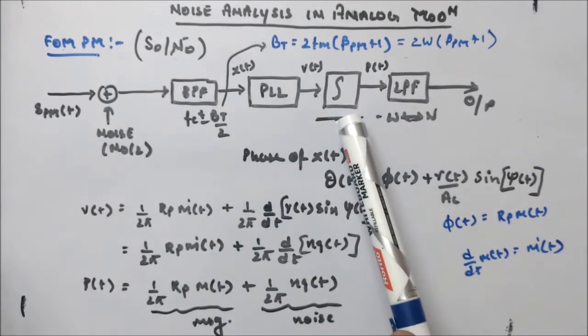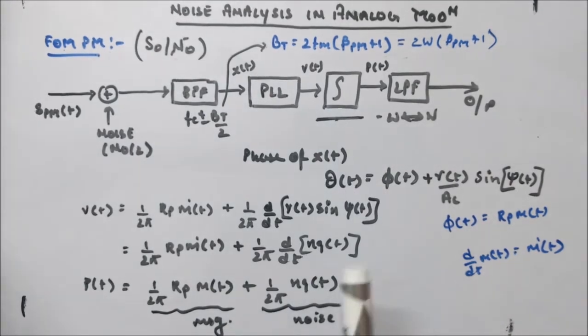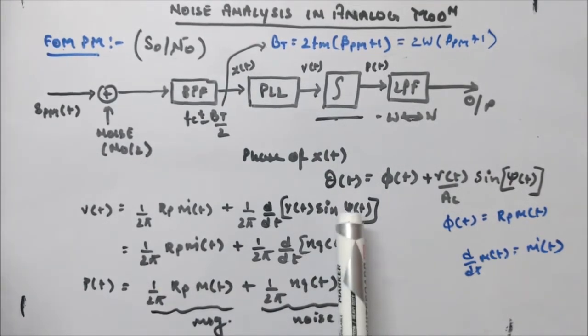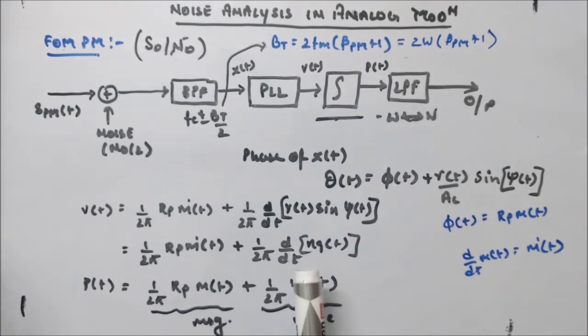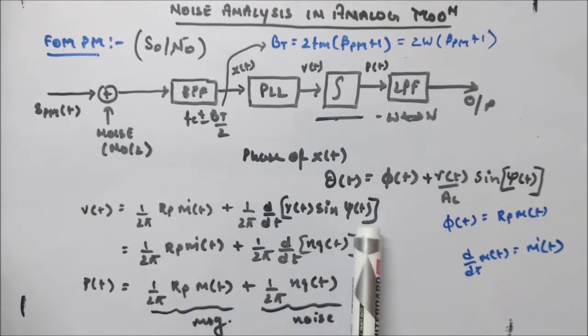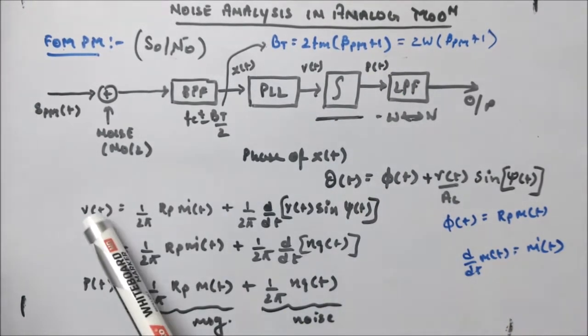The only thing here is this integrator. When this signal gets passed through this integrator, you will get this signal. Here I have represented r(t) sin psi(t) with nQ(t), the only difference. Then it will integrate, which is p(t). Here p(t), v(t) is this.